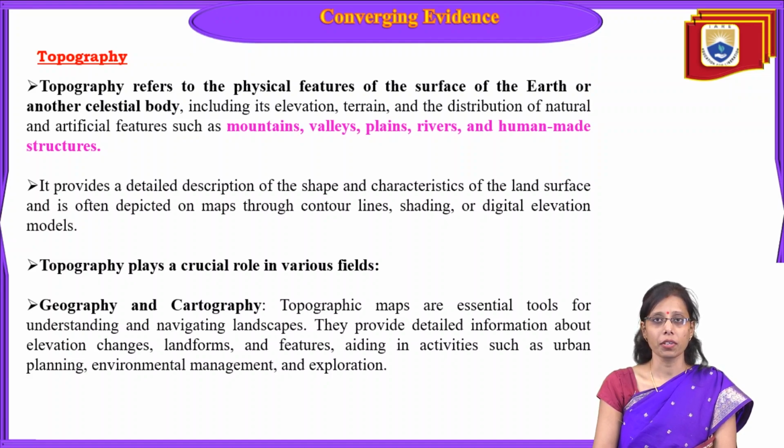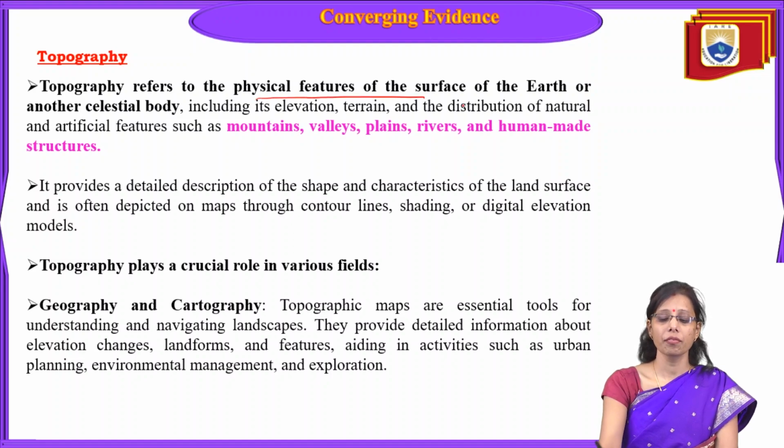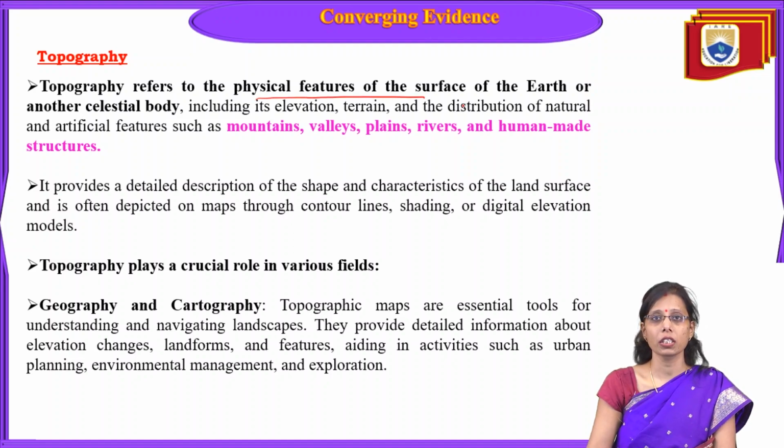So what is topography? If the interpreter wants to put the evidence as topography, topography refers to the physical features of the surface of the earth or another celestial body, including the elevations, terrains, and distribution of natural and artificial features such as mountains, valleys, plains, rivers, and human-made structures. If you combine all this together, it is called topography.